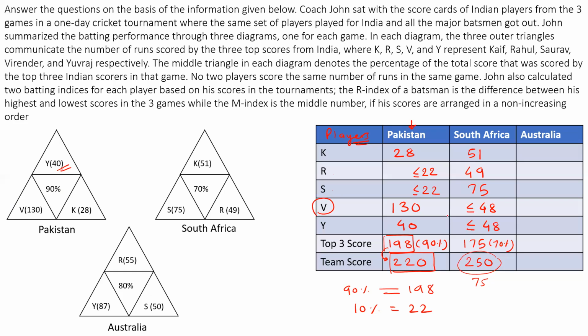Similarly, against Australia, Rahul has scored 55. So I'll just write it here. Yuvraj has scored 87 and Saurav has scored 50.